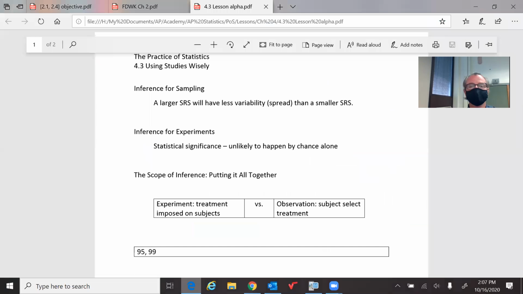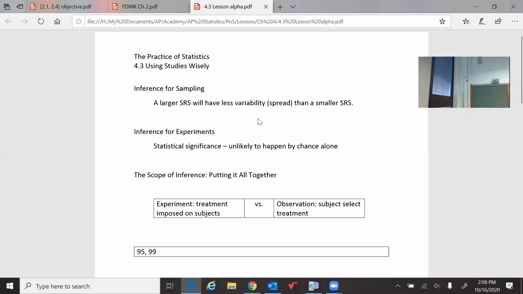Well, the larger SRS has less variability. Why wouldn't I always pick the biggest sample I possibly could? Because sampling is expensive. You're trying to minimize the bias, where the sample statistic fails to match the population parameter, and you're also trying to minimize your outlay. If you can come up with a representative sample efficiently, you can generalize that to the population, which is how this science works.